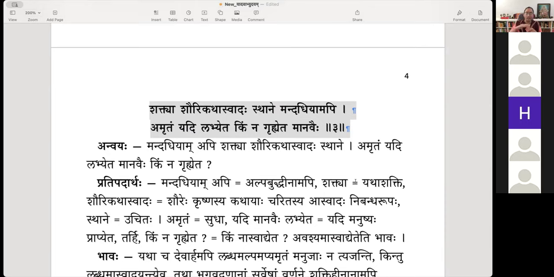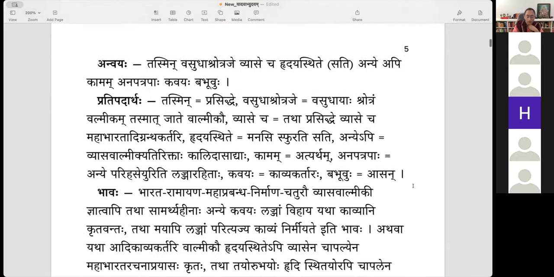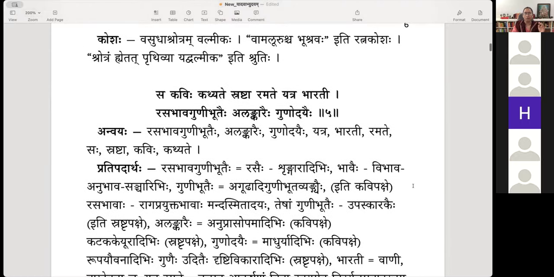If the vyangyartha is much more beautiful than what is there in the vachyartha that I have explained, then that is called a dhvani kavyam. That is the highest form of kavya, uttama kavya. Okay, gunibhutam is not wrong. There are many shlokas, many poets who have used situations where gunibhuta vyangya is also considered very good poetry. Now, all poetries need not be dhvani poetries. You can have gunibhuta vyangyas also.